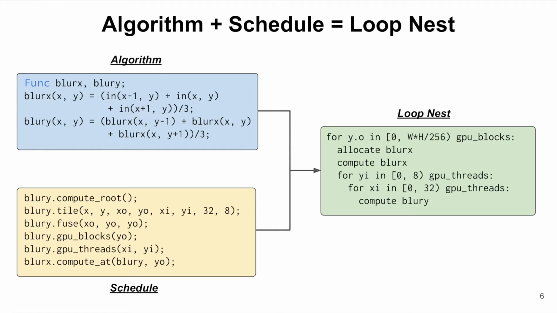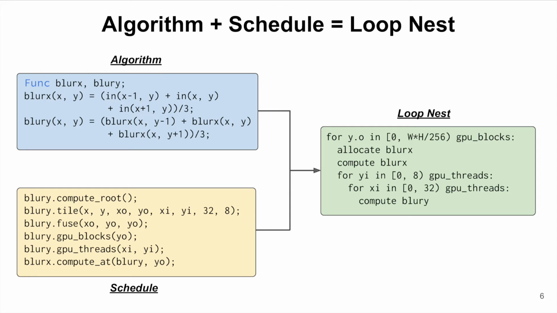The Halide compiler then takes the algorithm and this schedule and generates a concrete loop nest implementation, which looks kind of like the code you would write if you were doing this manually in C or C++. The autoscheduler mostly operates on this kind of loop nest structure, so it'll be helpful for the rest of this talk to have in mind that a schedule corresponds to one of these concrete loop nest implementations.